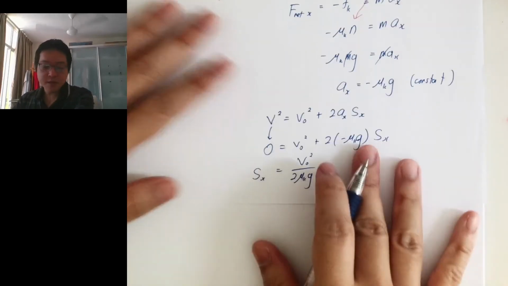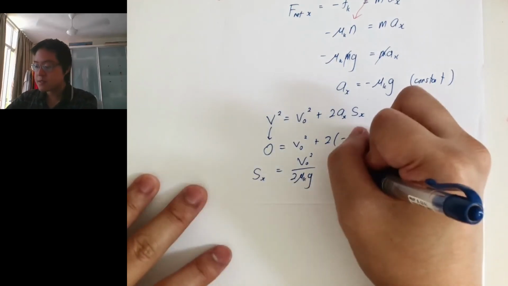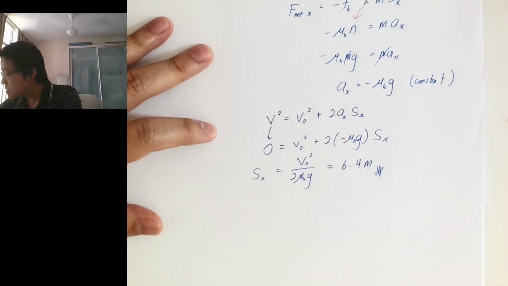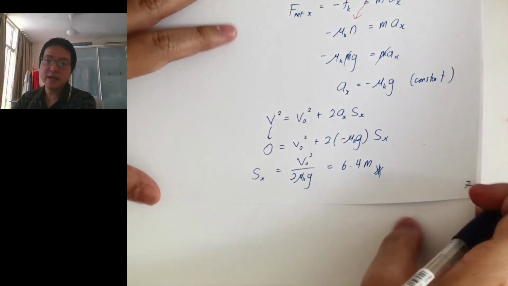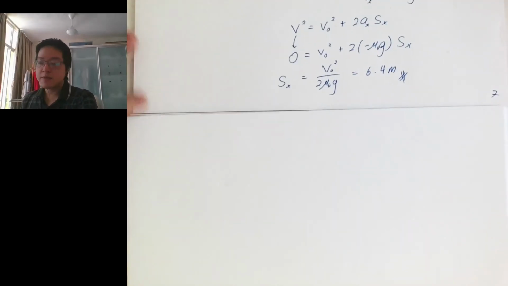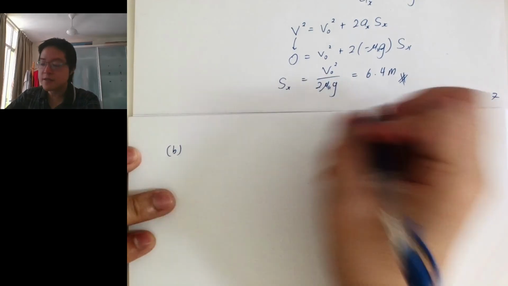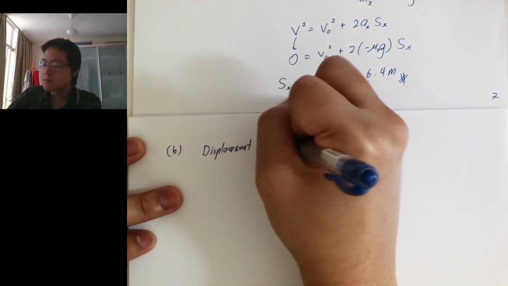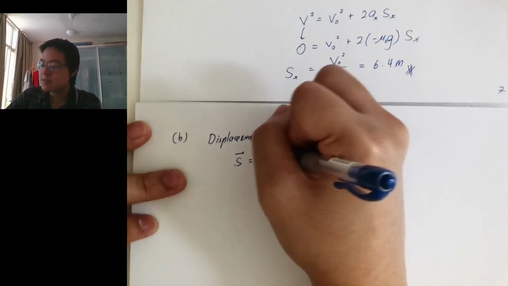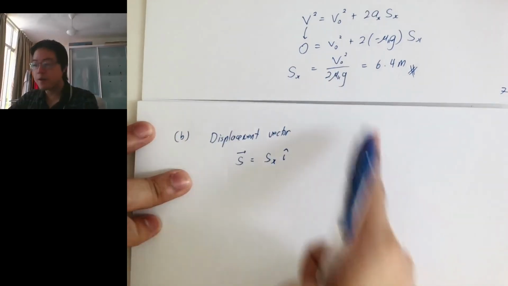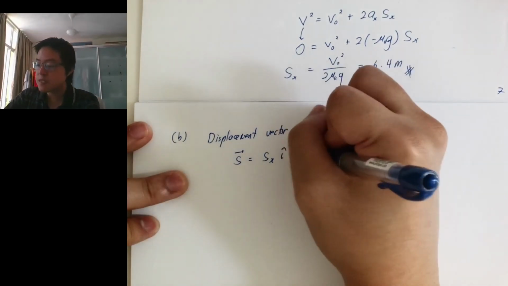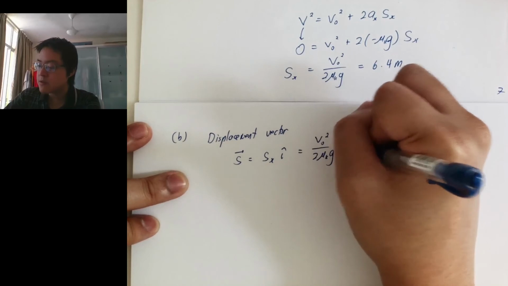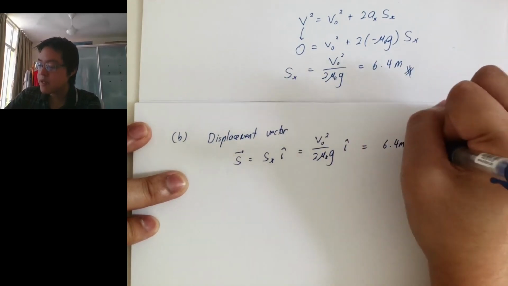So we can actually get this number. This number is 6.4 meters. So this is my horizontal displacement. The next thing is to get the work done. The work done is very easy because, again, I'll just teach you the vector notation. The displacement vector is S, and it only has the horizontal displacement, which we have found to be just positive 6.4. So I got v squared over 2 mu k g, with magnitude 6.4 meters in the i direction.